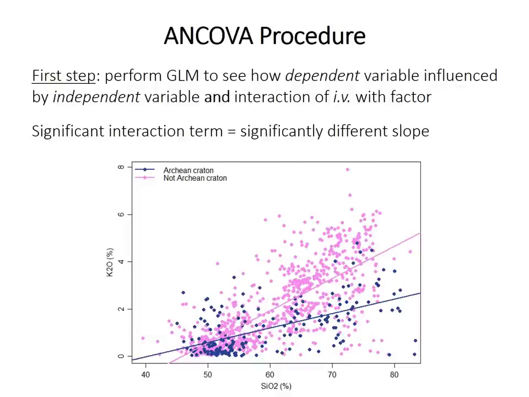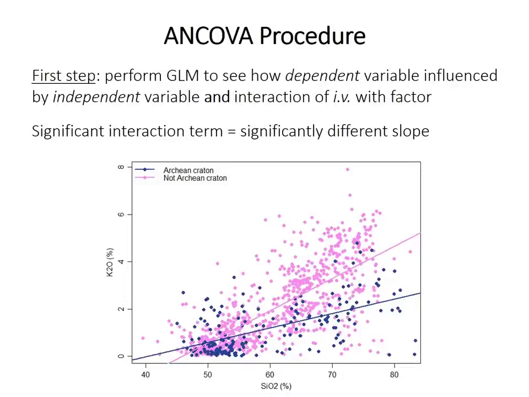So the first step in ANCOVA is to test a general linear model, a GLM we'll call it here, that includes an interaction term between the independent variable and the factor variable. If that interaction is significant, that indicates a non-additive effect, and that means that the strength of the relationship, or the slope of the line, differs depending on the factor level. So if you find a significant interaction, that tells you that the slopes differ significantly, but actually that's as far as you can go with this.